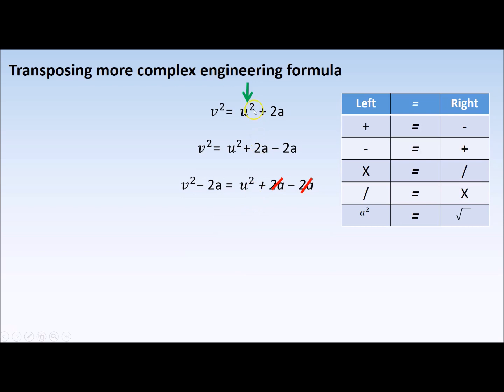But remember, we wanted to get rid of the square. We wanted u on its own. We wanted to find out what the initial velocity is, not the squared initial velocity. So from here, we need to take our variable, which is squared, and square root it.